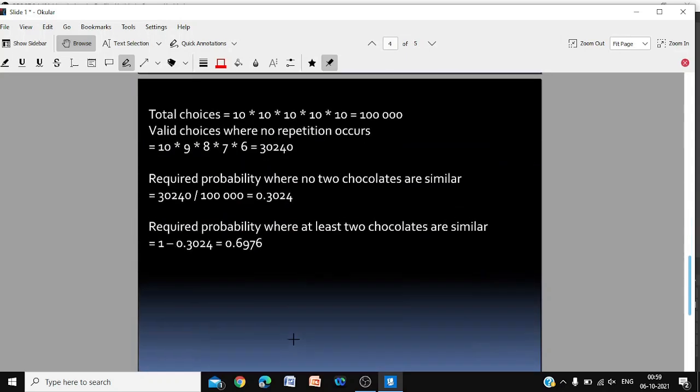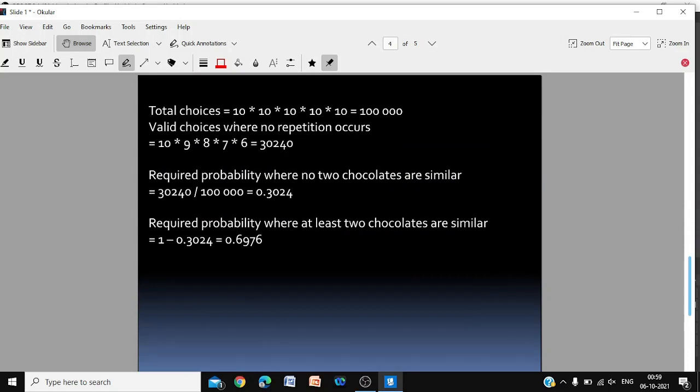Now let us see total choices. In each case, you have 10 choices. So first bag 10, second bag 10, third bag 10, fourth bag 10, and fifth bag 10. That is 10 power 5 or 1 lakh, 100,000. Valid choices. In the first bag, you had 10 valid choices. When you selected one of them, then you had 9 valid choices. Having selected 2 of the chocolates, you had 8 valid choices. Having selected 3 of the chocolates, you had 7 valid choices. And finally, you had 6 valid choices because 4 chocolates you had selected.